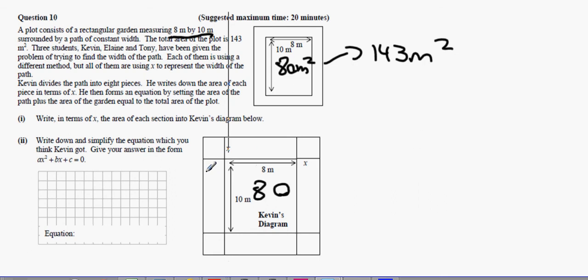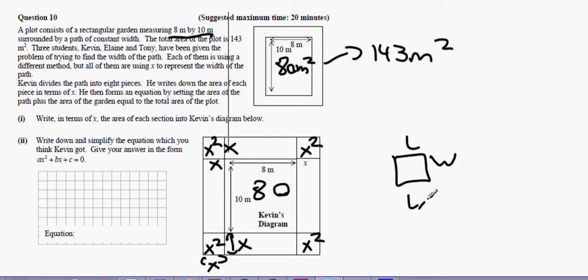Now it says the width of the path, so this is going to be x times x, which is x squared. That's going to be x squared as well, x squared and x squared. The reason being is that the width of the path is x on both sides, and we know that area equals length multiplied by width, and if they're both x, it must be x squared.